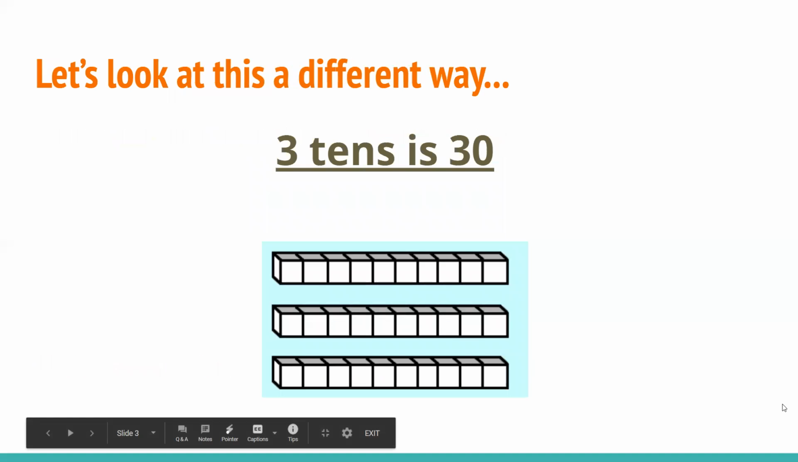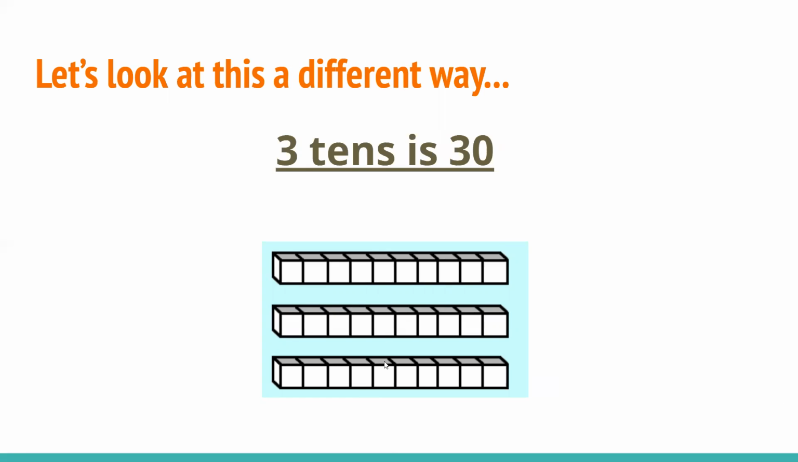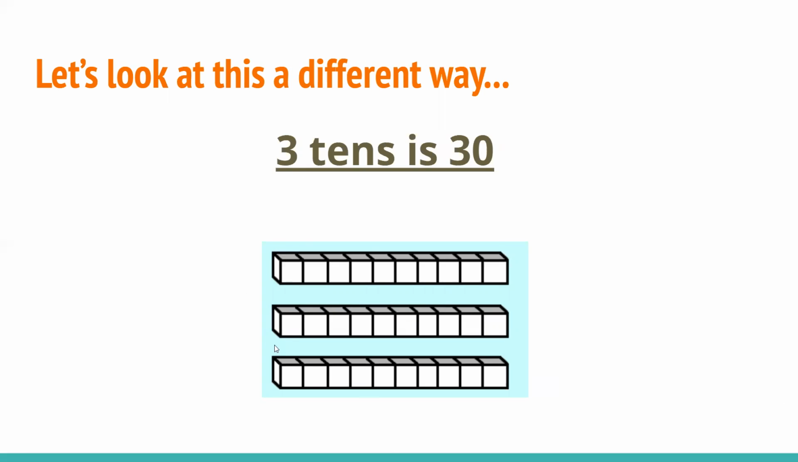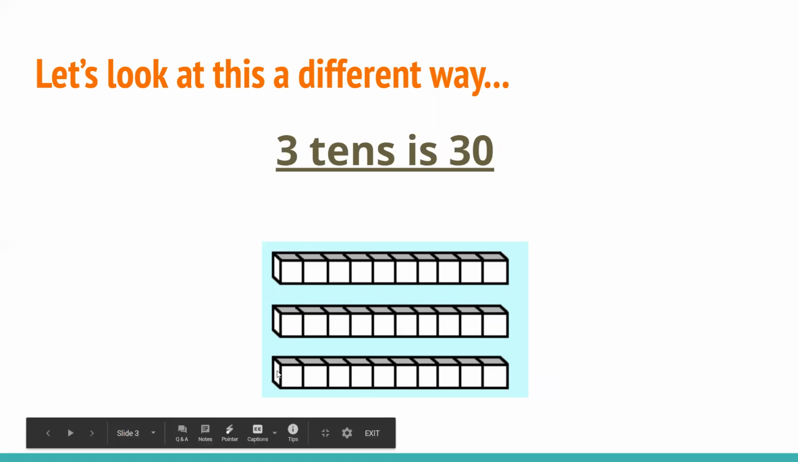Let's look at this a different way. In the last slide, we saw the same picture. We saw 3 groups of 10. And we can say that in a sentence and say 3 tens, which are the names of these sticks. They're called tens. 3 tens is 30. Now let's practice counting these by tens. Ready? 10, 20, 30.